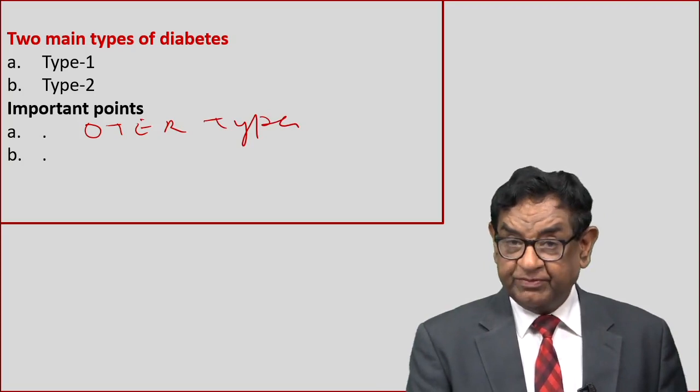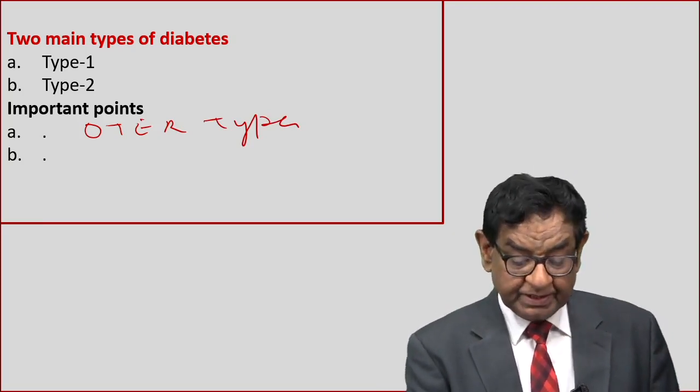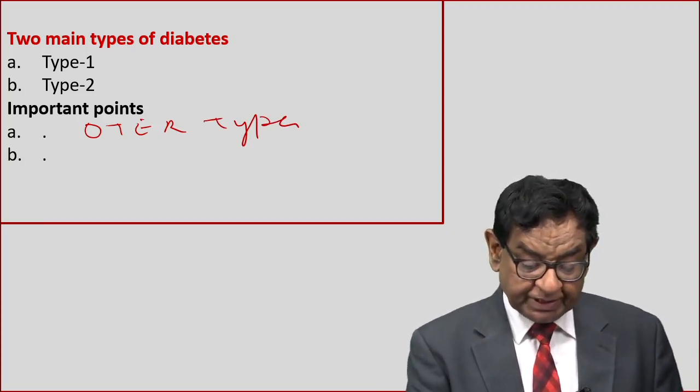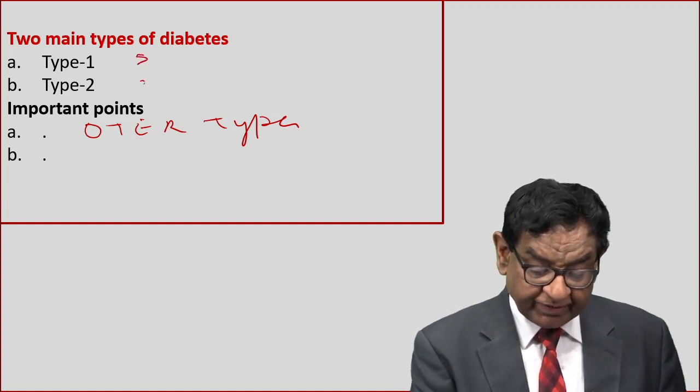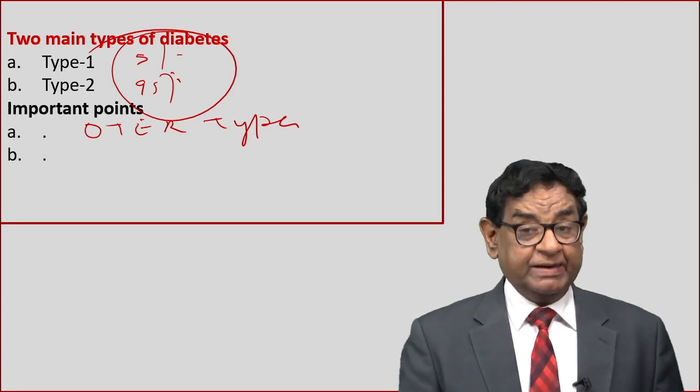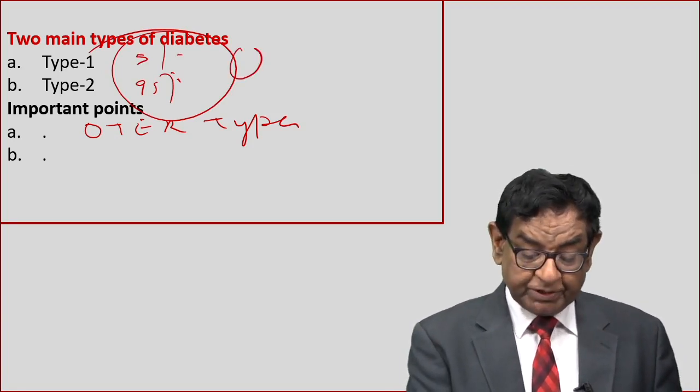And one more thing, a very important point you got to remember, the ratio of type 1 and type 2 is 5-95%. The usual type 1 is only 5%. This is a very important point that you got to remember.